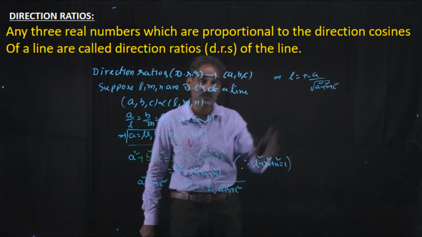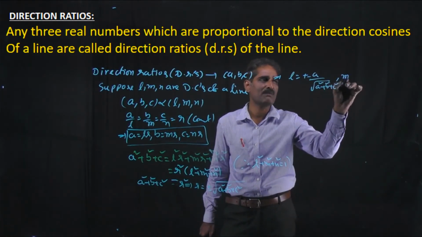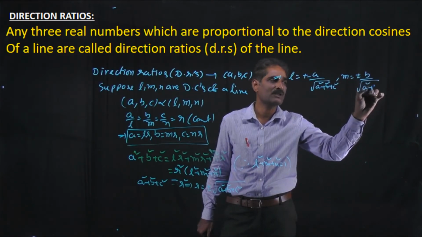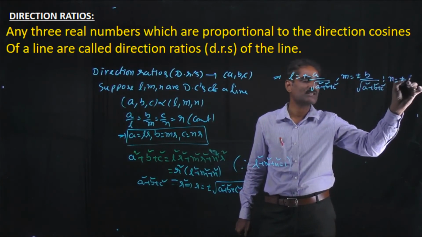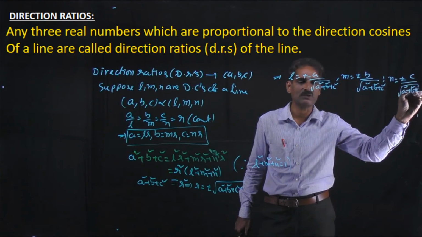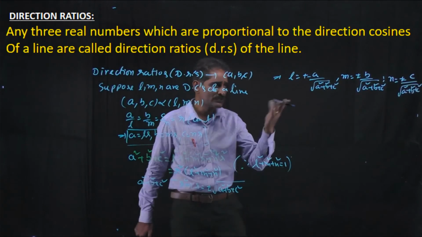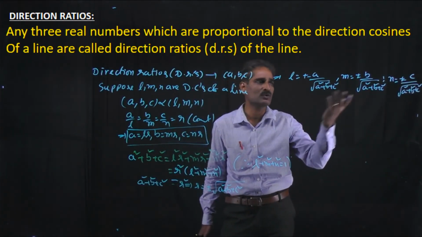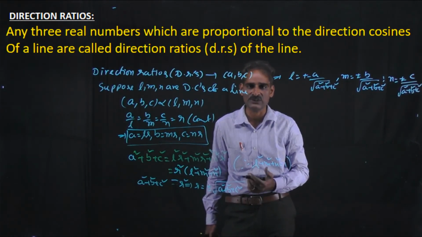If suppose A, B, C are the DRs of a line, with the help of this formula you can find out the DCs. Similarly, M is equal to plus or minus B by root of A square plus B square plus C square, and N is equal to plus or minus C by root of A square plus B square plus C square. This is an important relation. With the help of this formula, we can find out the DCs of the line if you know the DRs, and similarly we can find out the DRs also if you know the DCs.